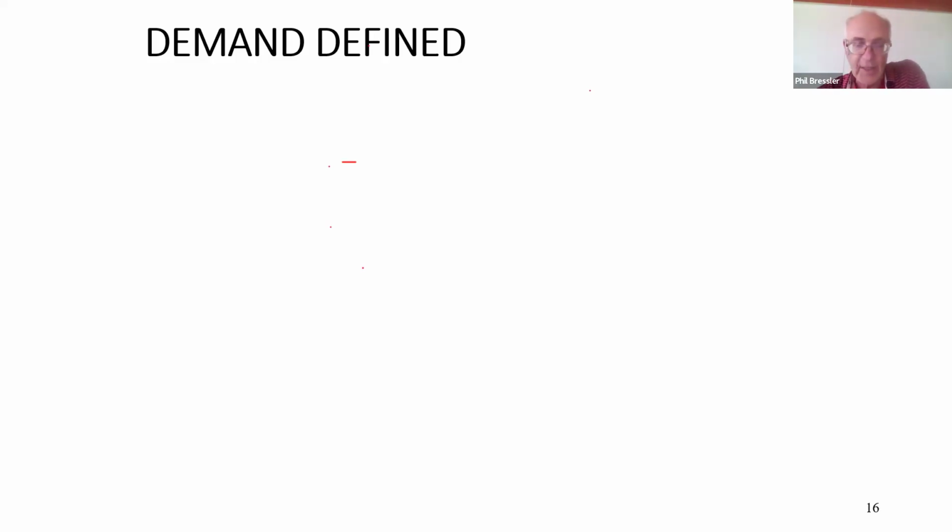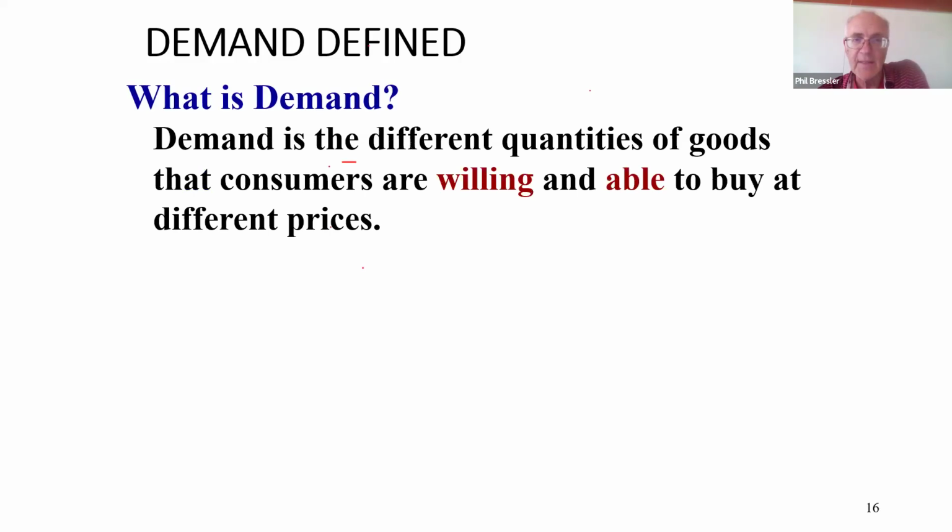So demand defined. What is demand? It's the different quantities of goods the consumers are willing and able to buy at different prices. Okay? And demand is a little easier for students to understand because that's what you do. You're a consumer and you buy things. All right?